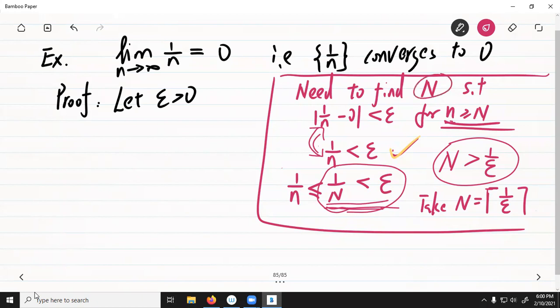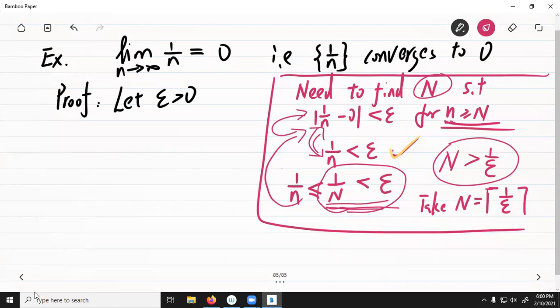We're looking for this capital N, an integer. To make this one true, we solve for n: N is greater than 1 over epsilon. So we take n to be the least integer greater than 1 over epsilon. If we take this n, then everything would be very straightforward. You can go back to here and then back to here. So this is the way we think about how to prove.